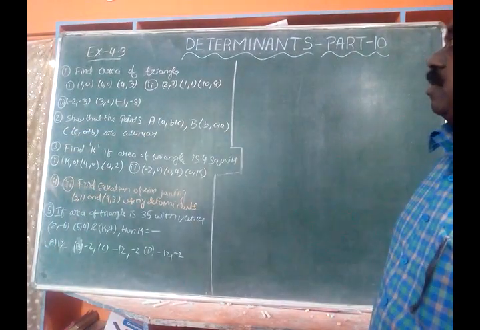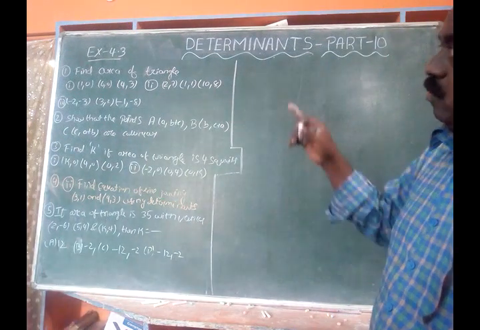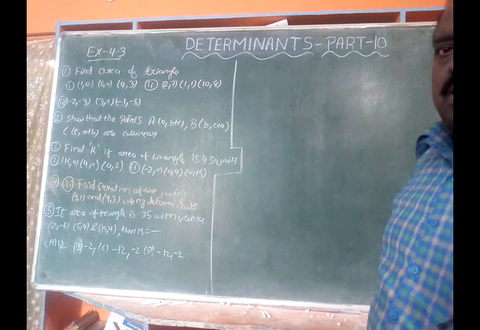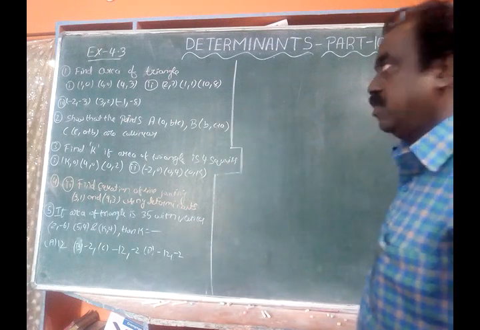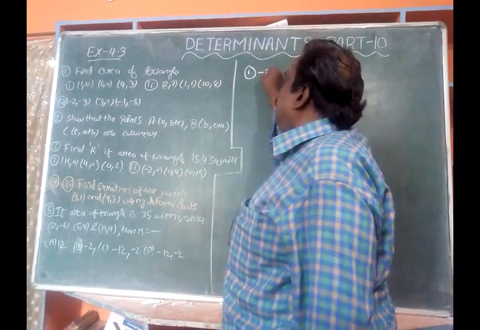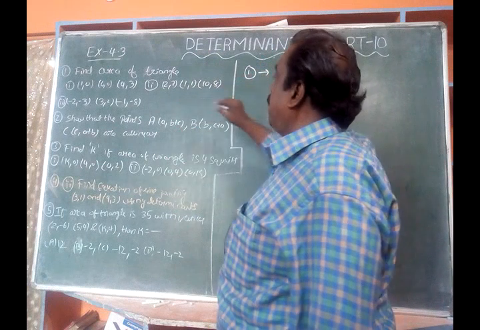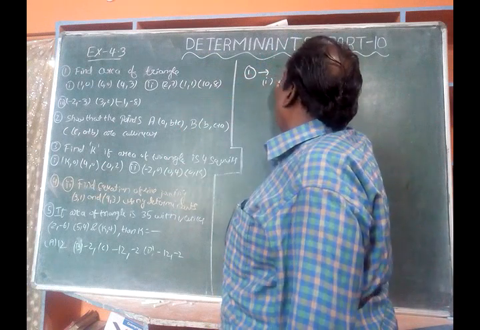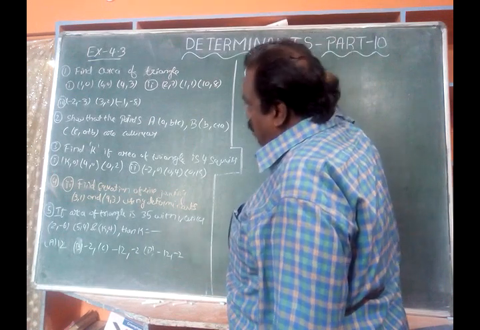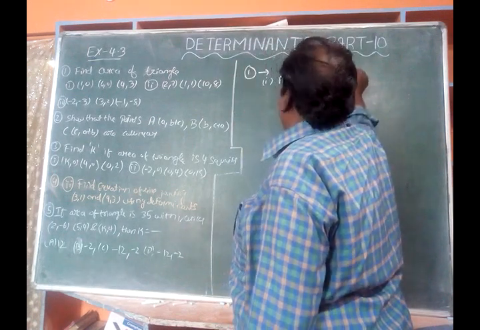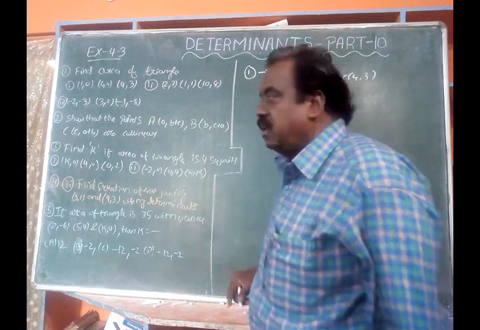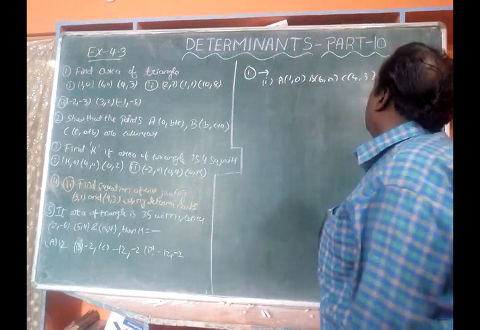By using that property, now we are going to solve the problems. In exercise 4.3, only 5 problems are there. At a stretch, we have to solve them. You see, number 1: find the area of the triangle whose vertices are A (1, 0), B (6, 0), C (4, 3). I will solve 1 and 3. The second is given as homework.